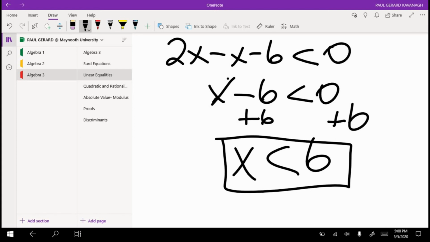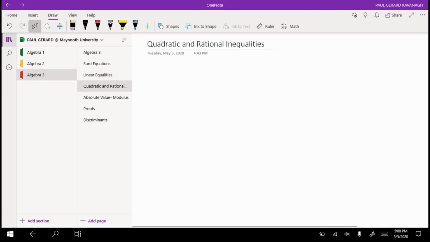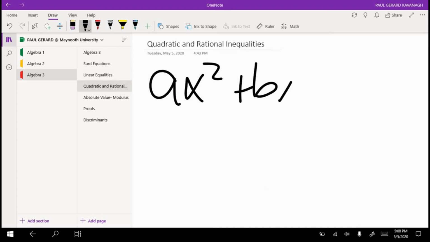Okay, so now we're going on to quadratic and rational inequalities. So what is a quadratic and rational inequality? A quadratic inequality is an inequality that is in the form of ax squared plus bx plus c, and we're going to say it is greater than 0. That means that this expression here is going to be greater than 0.